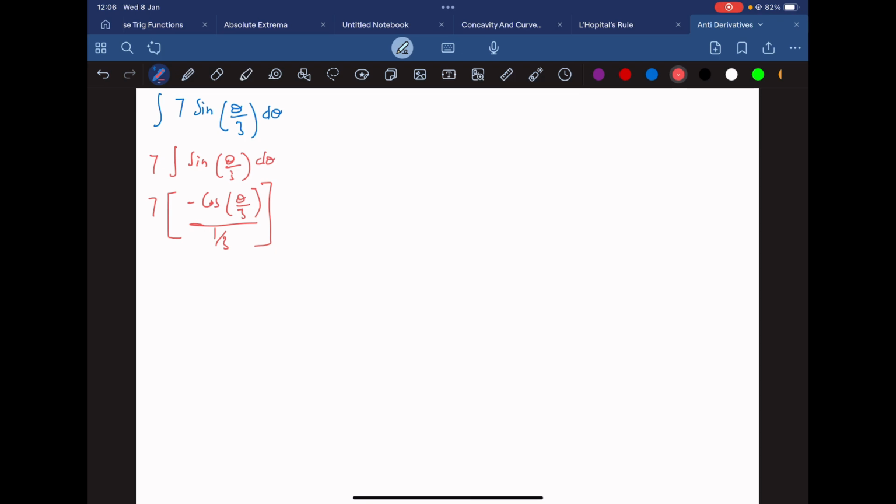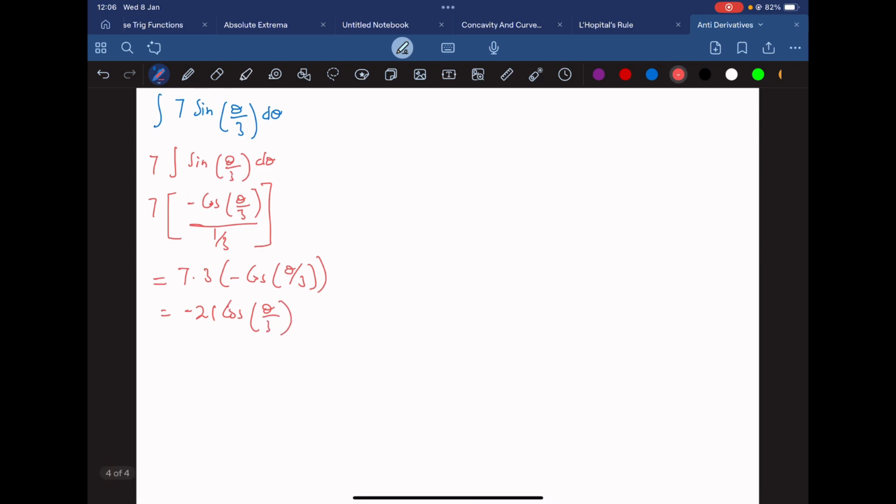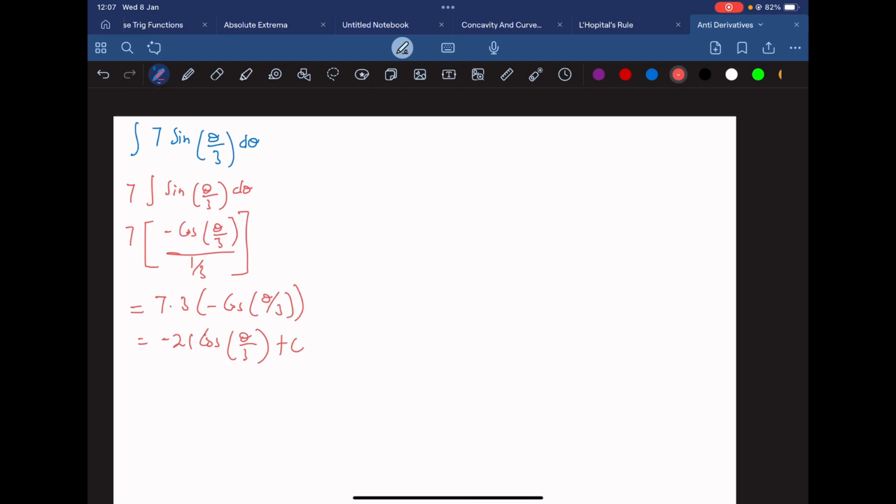So if we write this, you're going to have 7 times 3 multiplying negative cosine of theta over 3. So 7 times 3 is 21, times negative, so you have negative 21 cosine of theta over 3. And this will be yours. But remember, this is an indefinite integral, so you have to add your c. Okay.